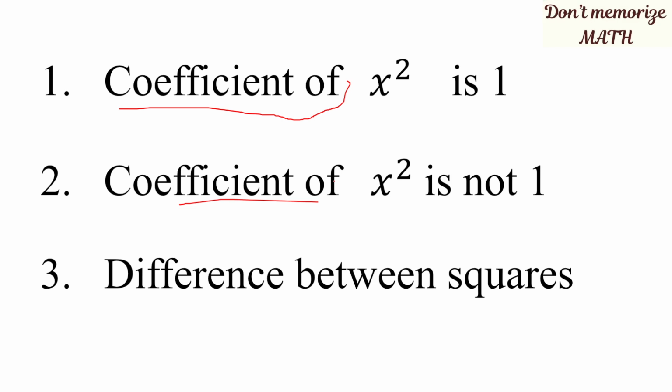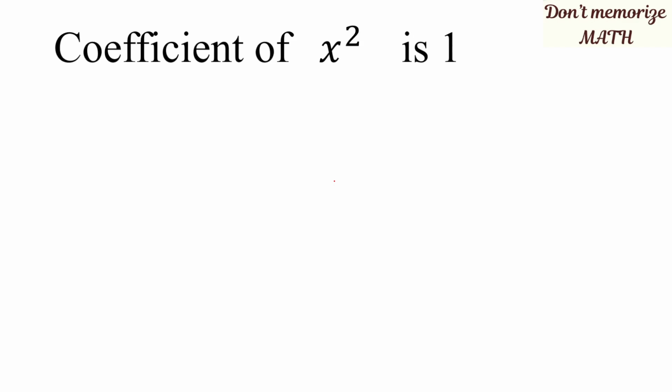So first one, coefficient of x square is 1. I will write a question for you. First we are using the method called the sum and product method. I will tell you how to do it. So we have x square plus 6x plus 8. When you have a quadratic expression where the coefficient of x square, that means the number with x square, is 1, this is the same as 1x square, right? So the coefficient of x square is 1.